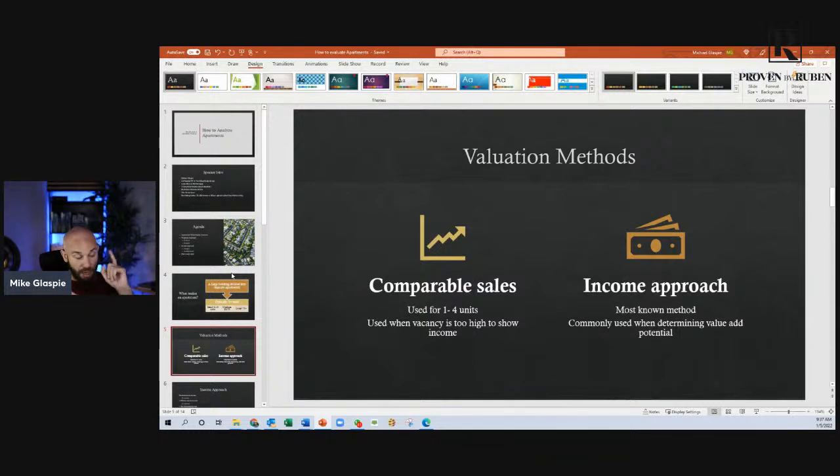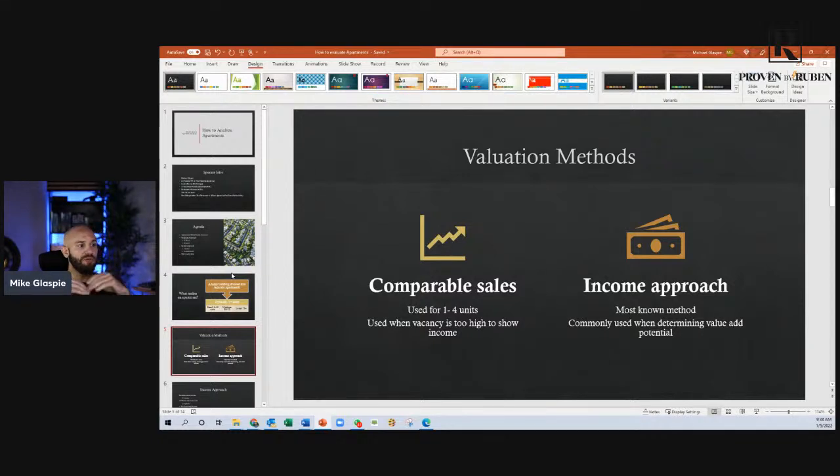Comparable sales. What that means is this is very similar to single family homes. We go out, we buy the property, and we look to see what other properties around it sold that are just like this one. Now we can say, hey, look, because all of these sold for $100 a square foot, this one will sell for $100 a square foot. Therefore, the right value is here. That's the comparable sales approach.